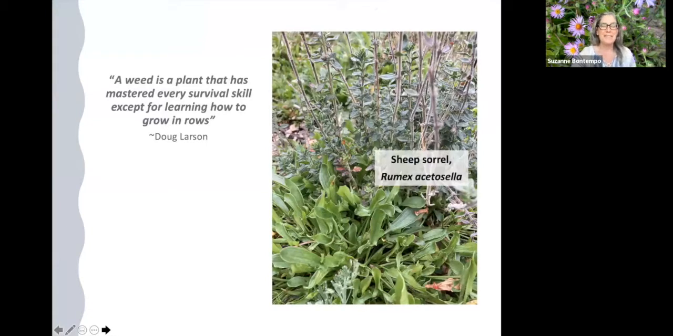So I love to start with a quote. It always is really a fun way to start the programs, but I found this one that I thought was really great. I'd like to share with you. It's a weed is a plant that has mastered every survival skill except for learning how to grow in rows. Isn't that the truth? I feel like weeds sometimes just want to take over the entire garden.